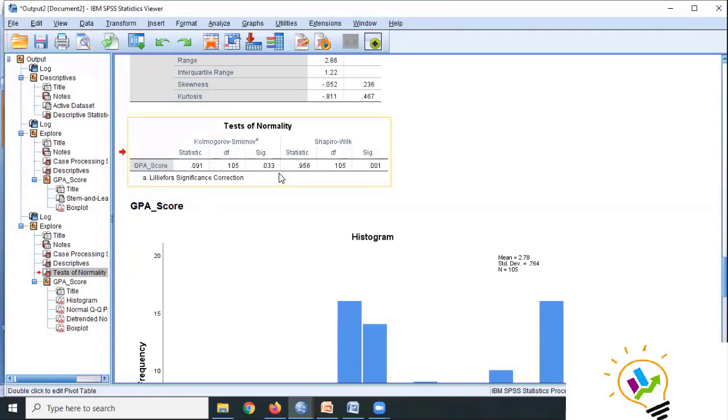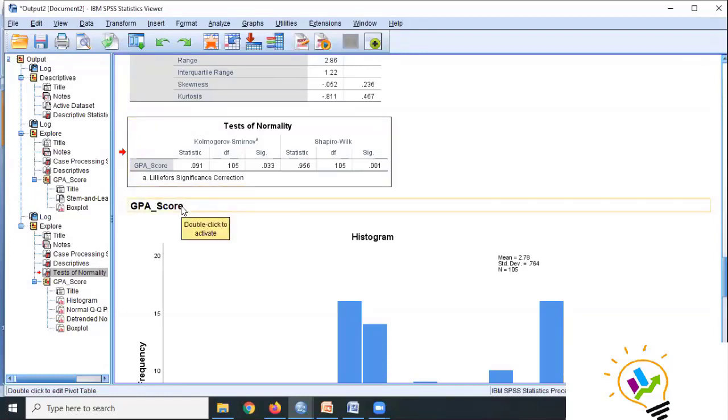Now we have 2 tests here. One is Kolmogorov-Smirnov, the other one is Shapiro-Wilk. If the sample size is 30 or more than 30, then we will be using Kolmogorov-Smirnov. If the sample size is less than 30, then we will be using Shapiro-Wilk. Is it okay, madam? Yes, sir. You can see for Kolmogorov-Smirnov, the significant value is 0.033. It means the GPS score is not normally distributed.